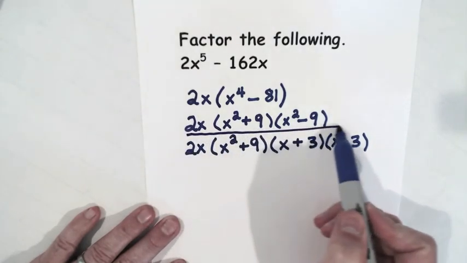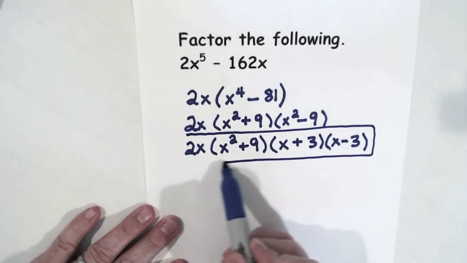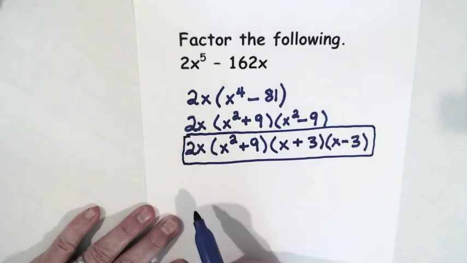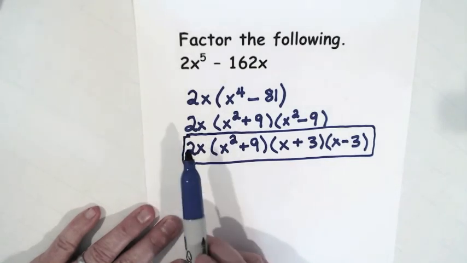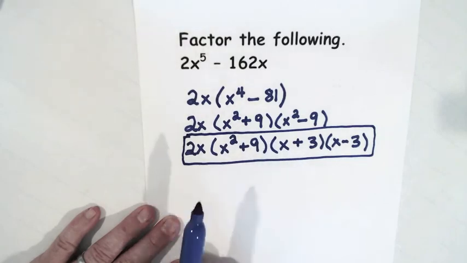Here's what my final answer looks like. This is taking everything that we've done so far. Greatest common factor and factoring binomials.